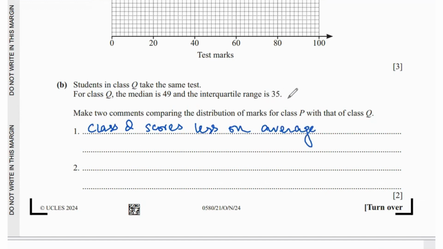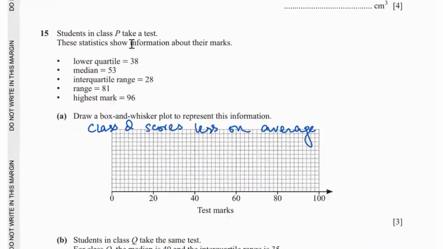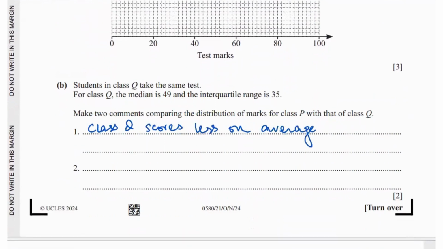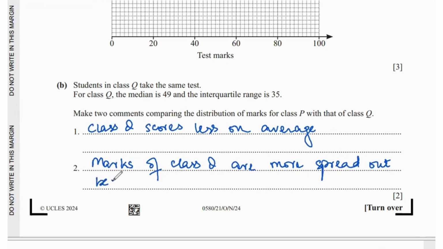Then for the interquartile range, Q has an interquartile range of 35 and P had 28. So that shows that the score values are more spread out for class Q. So marks of class Q are more spread out because of the high IQR.